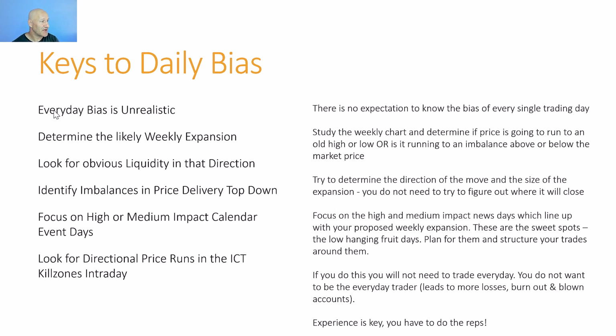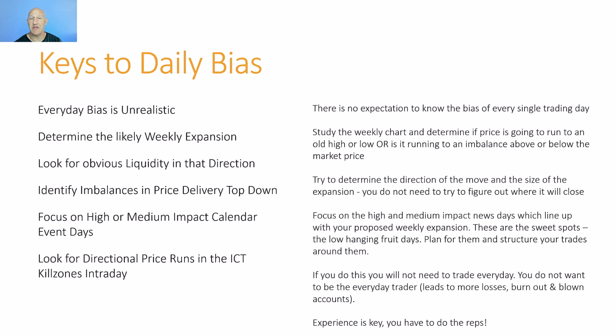So the first one is that everyday bias is unrealistic. And what ICT means by that is that you don't have to try and determine the daily bias every day, and you don't have to get it right every day, because what we're really trying to do is determine the likely weekly expansion. So that's really just the direction that the market that we're looking at is going to go over the course of the week.